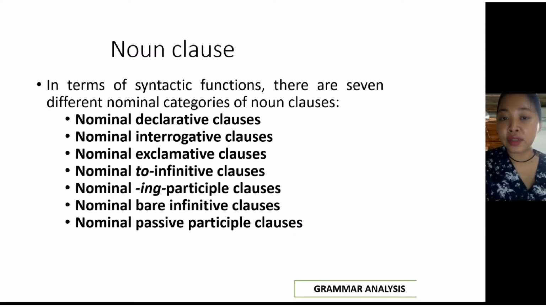Syntactic functions: there are 7 different nominal categories of noun clauses. First is nominal declarative clauses, nominal interrogative clauses, and nominal exclamative clauses, nominal to-infinitive clauses, nominal ing-participle clauses, nominal bare infinitive clauses, and also nominal passive participle clauses.